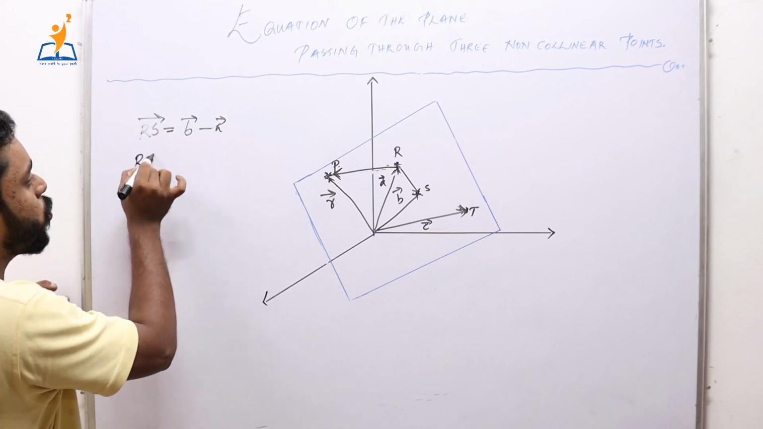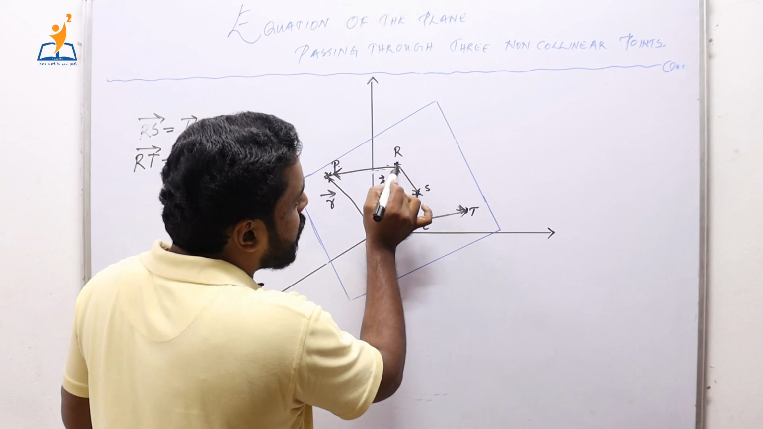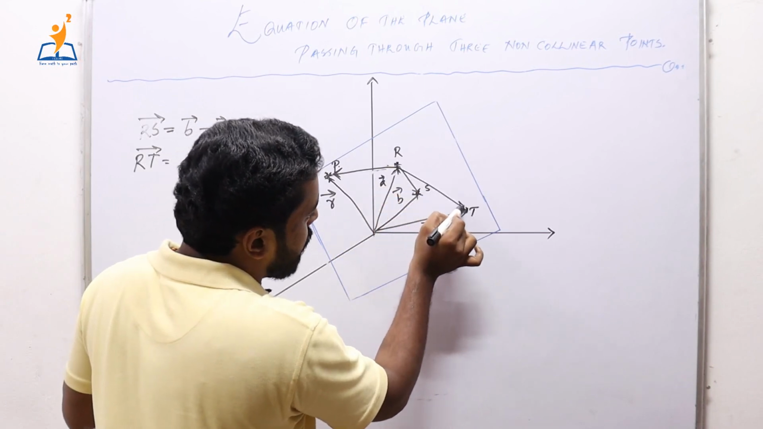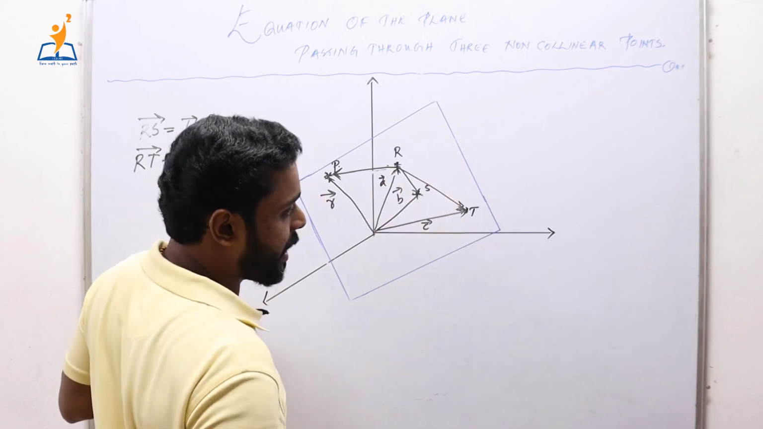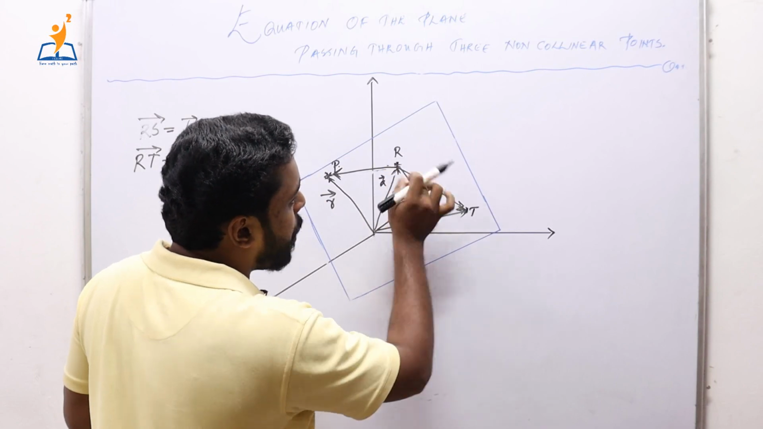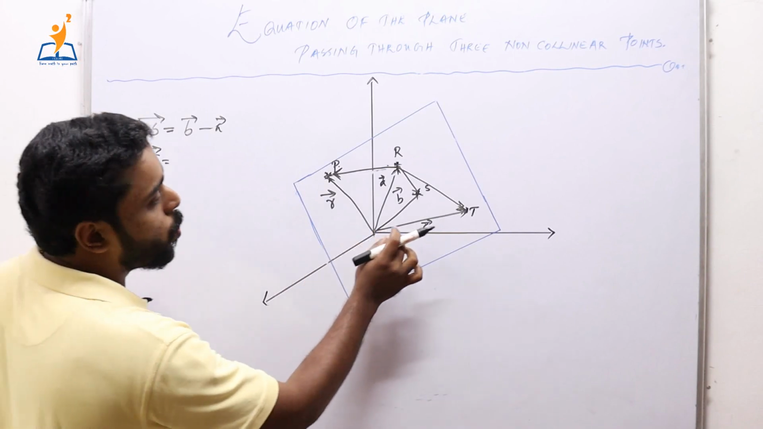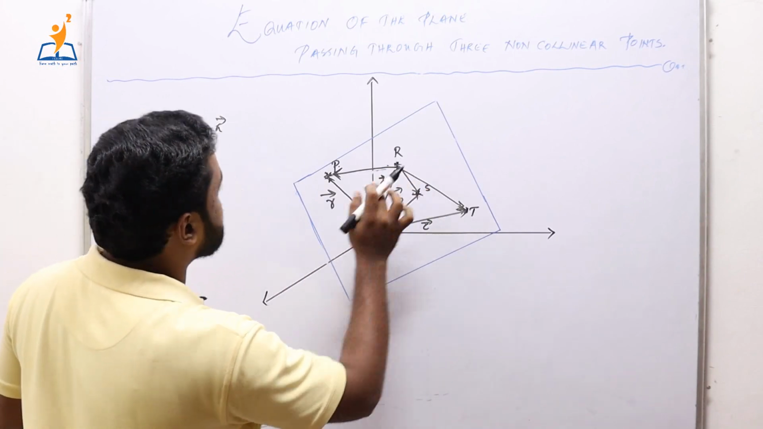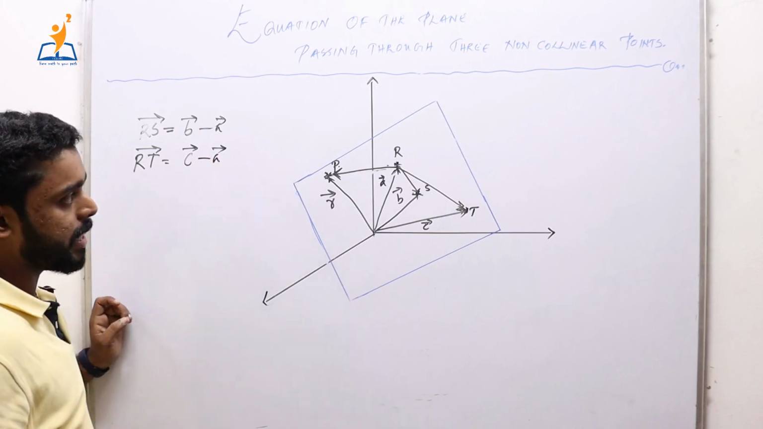Now we shall calculate what RT is. See, RT is this vector, isn't it? Now A plus RT is equal to vector C. You just observe this bigger triangle. A plus RT is equal to C. Therefore RT is equal to C minus A, isn't it? So we have RT is nothing but C minus A.